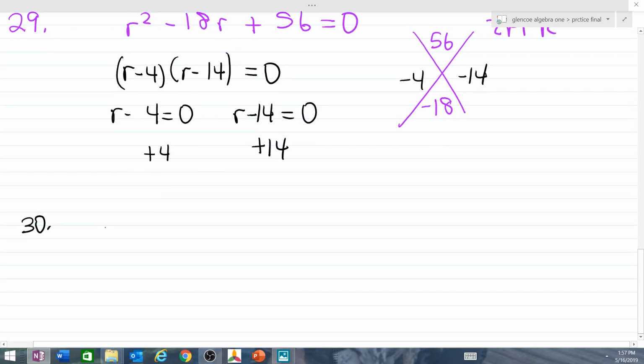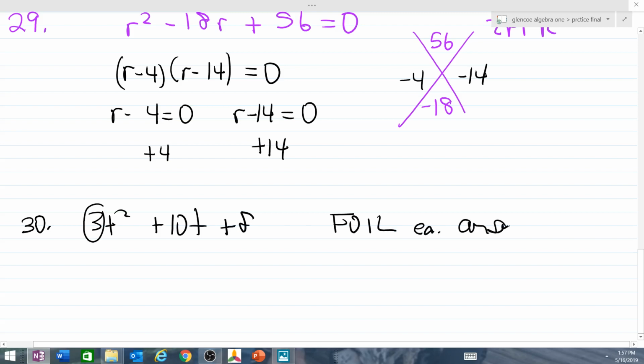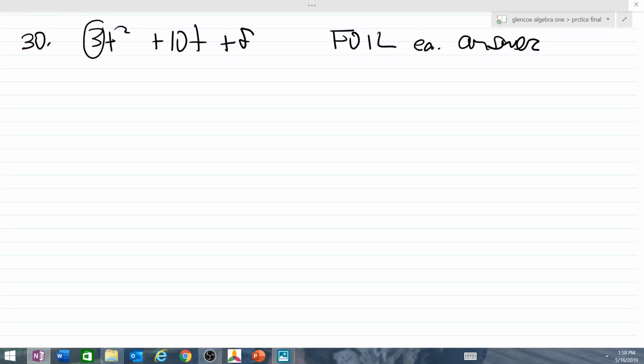Number 30. Factor the trinomial: 3t squared plus 10t plus 8. Because the coefficient is greater than 1, I would FOIL each answer. Let's see if you guys can remember. I'm not trying to confuse you or tell you that C is the answer. But what do you call a trinomial that cannot be factored? Prime. Good. Okay, 31 and 32.